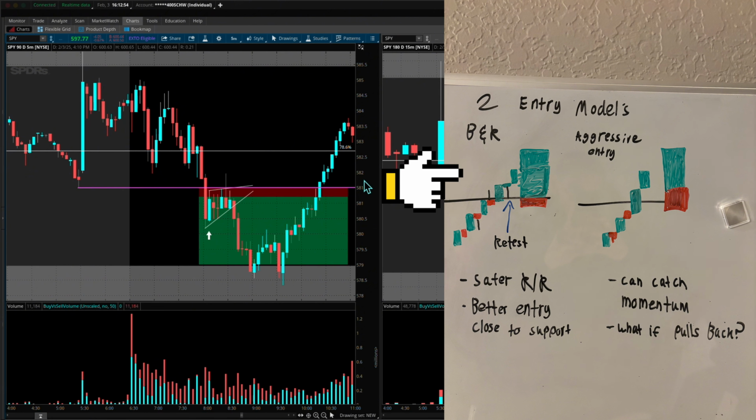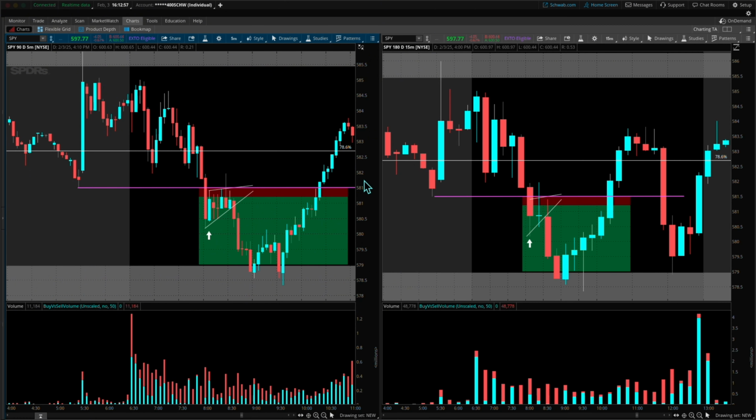Now, to be very honest, the break and retest pays the most, gives you the best entry you can get. The stop losses are very tight compared to the aggressive entry, or if it pulls back, you got to control your emotions. Now, all of these trades are trades that I have actually taken myself as well. Let's get right into it and let's give you guys some context.